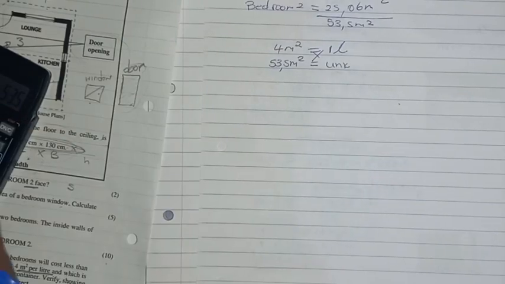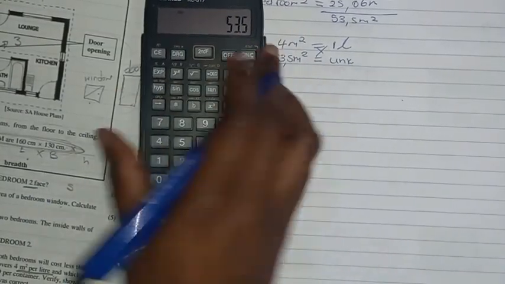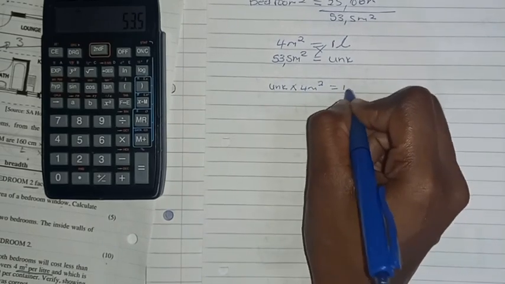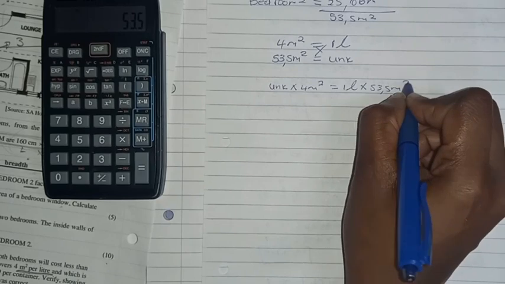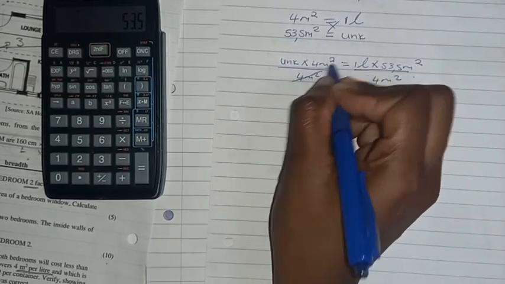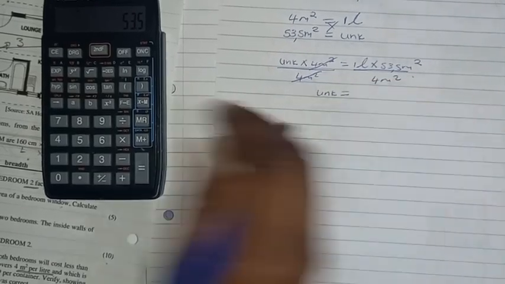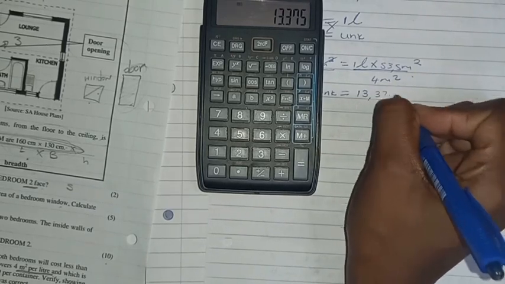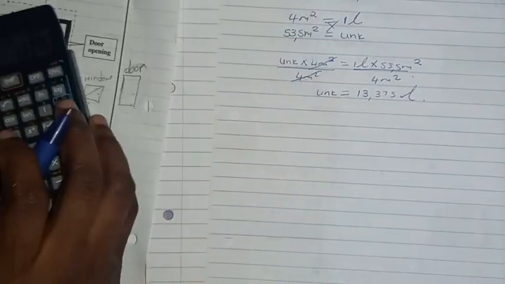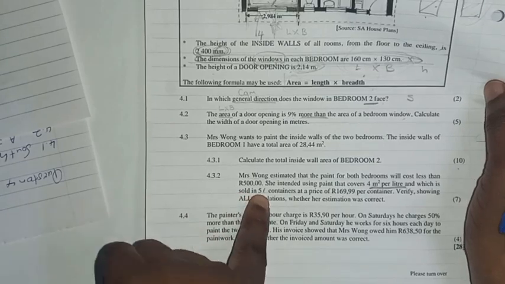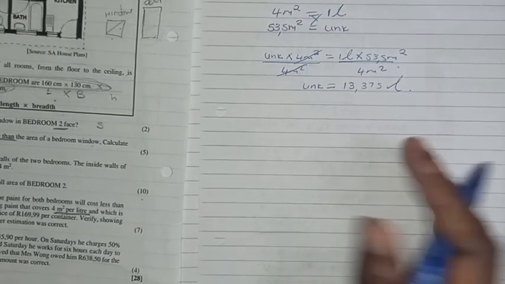We do not know how many liters that is. We're just going to cross multiply. All right, so now we're going to say unknown times 4 meters squared is equal to 1 liter times 53.5 meters squared. And then we're going to divide by 4 meters squared this side, divide by 4 meters squared this side, and that cancels that. And then we have unknown, which is equal to 53.5 divided by 4, and we're going to get 13.375 liters. Now, okay, let's go to the shop. We get to the shop, they say we only sell 5-liter containers. Okay, now let's find out.